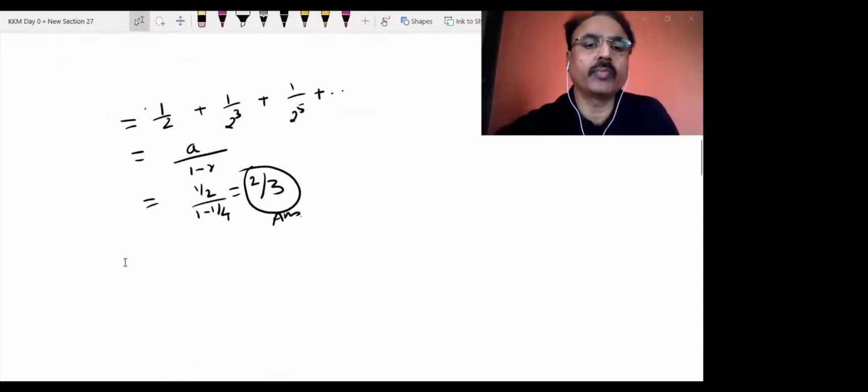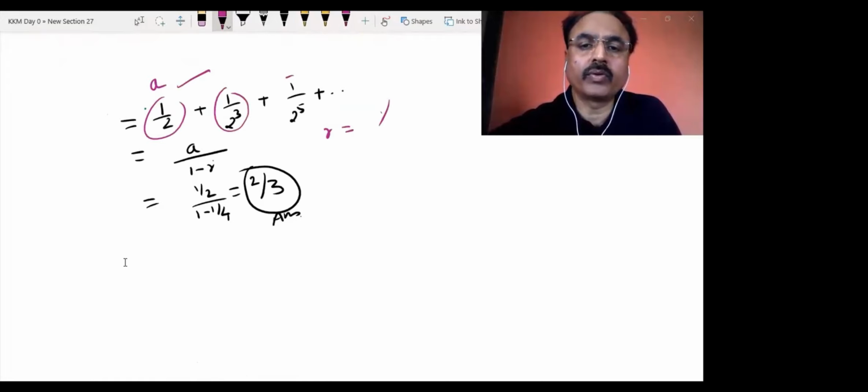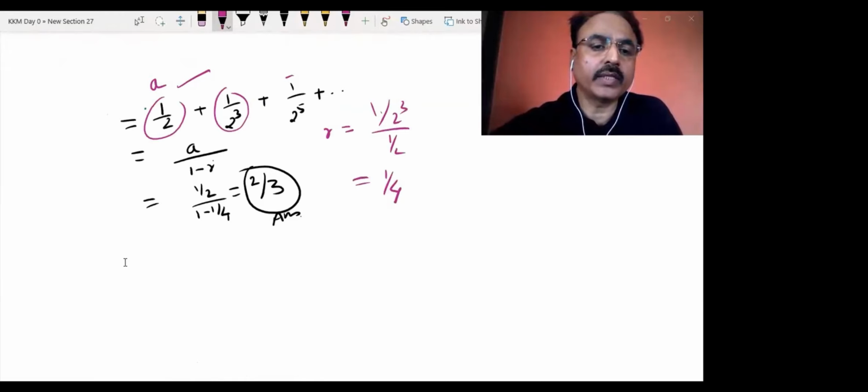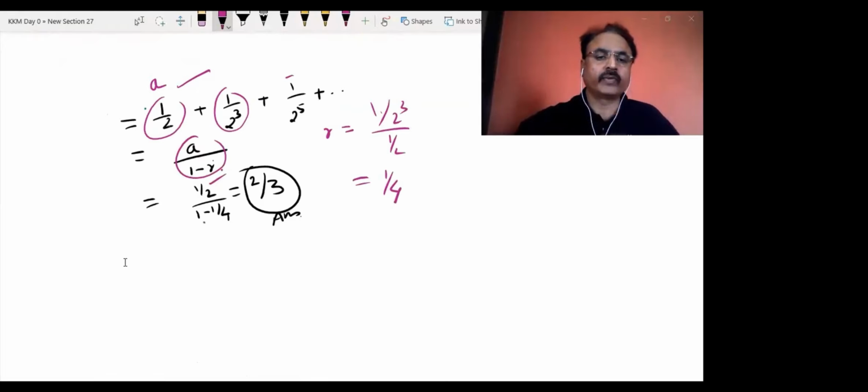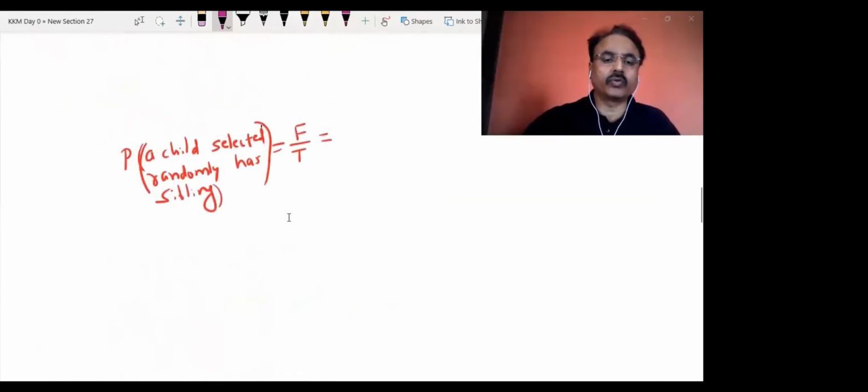This becomes a geometric series whose first term is half, and common ratio r is, suppose I take this upon this, 1 upon 2 cube upon 1 upon 2, becomes 1 by 4. So the answer is a upon 1 minus r, half upon 1 minus 1 by 4, which is 2 by 3. Totally you have to mark 2 by 3 for the second question.